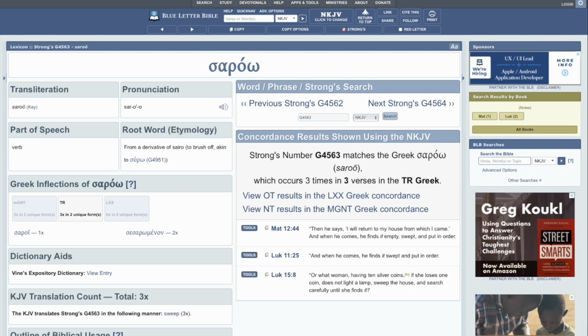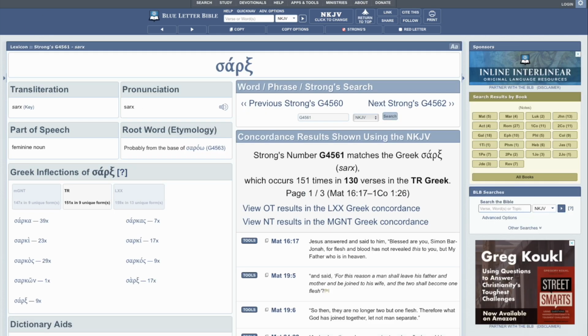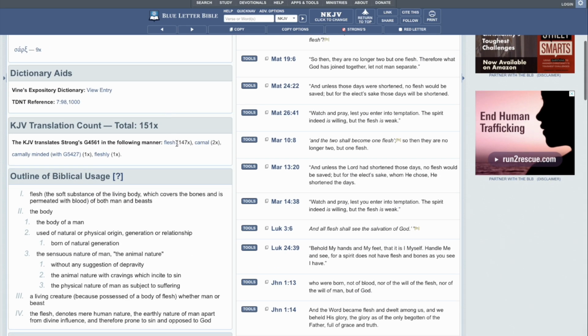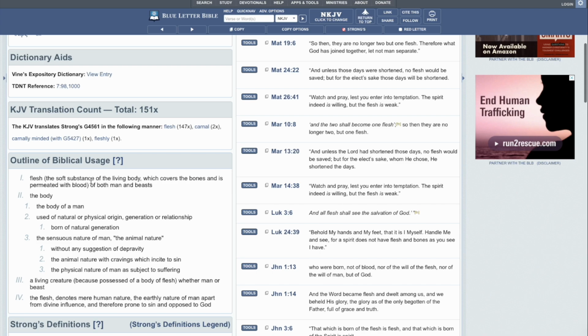Now, maybe you're wondering, how do all these things fit together? Well, it seems to me that sarx, when it's translated as flesh, carnal, has to do with being swept. Well, it's the soft substance of the living body which covers the bones and is permeated with blood. So it's the outside of us, of course.